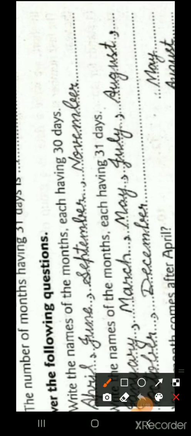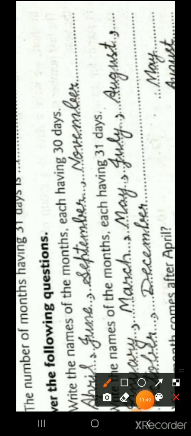Next question you can see, students. Answer the following. Write the names of the months, each having 30 days. Students, you have to write those months' names which have 30 days. Yes, April, June, September and November. Yes. Next question you can see here.